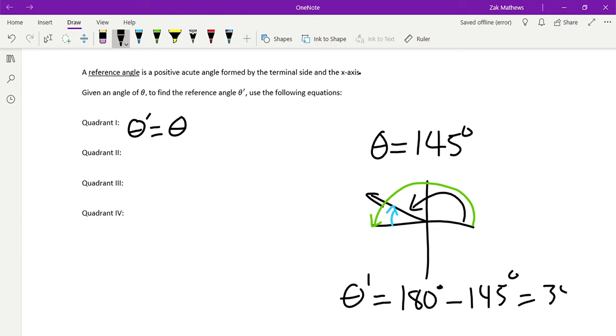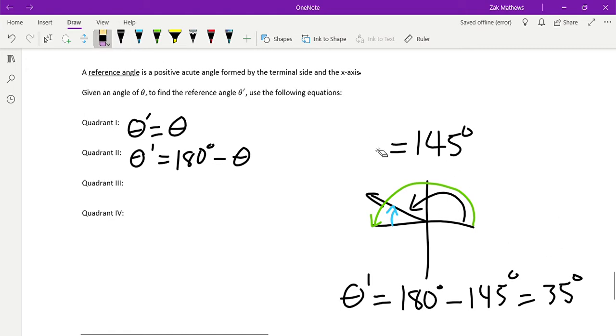and that would leave me 35 degrees, and that should sound familiar because I said that's how far off we were from the x-axis at the very beginning. So anytime I have an angle in the second quadrant, because we're coming up short of that negative x-axis, and we know every single time the negative x-axis is at 180 degrees, we're going to take that 180 and we're going to subtract off whatever the initial angle was. Let's take another example.